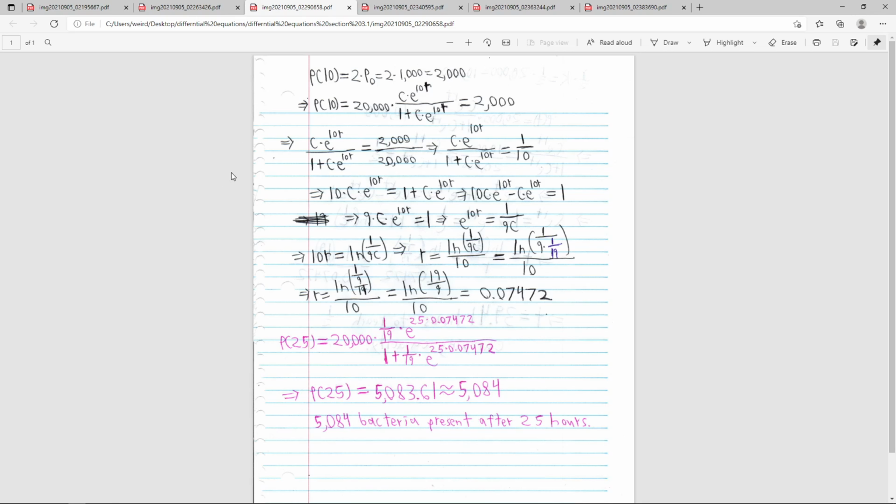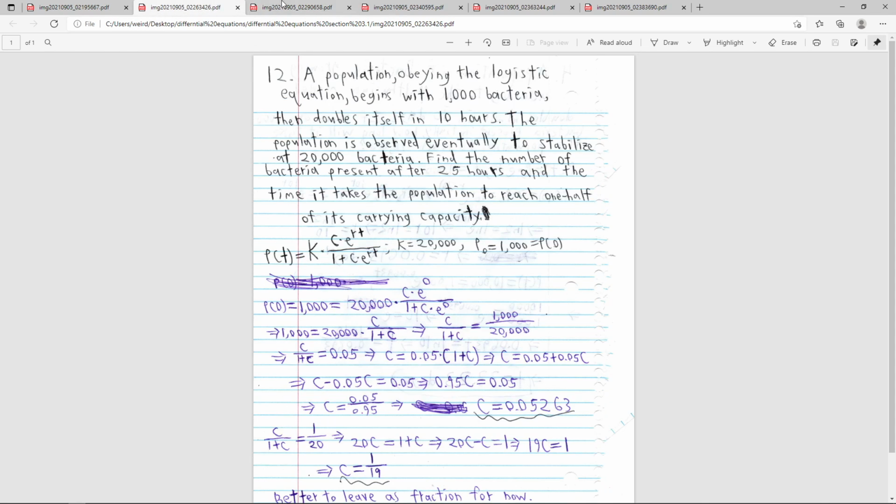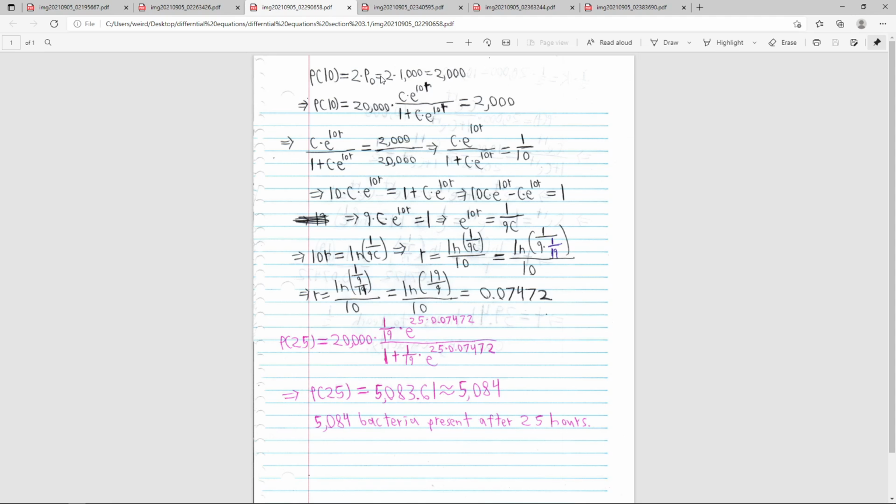Okay, so next part. We have P of 10 equal to 2 times P0. So it doubles in 10 hours. That's what I'm writing here. And that's also equal to 2 times 1,000, because P of 0 is 1,000, so it's equal to 2,000. So P of 10 equals 20,000 times C times e to the 10R divided by 1 plus C times e to the 10R equals 2,000. So we divide by 20,000 and get 2,000 over 20,000, and that simplifies down to 1/10.